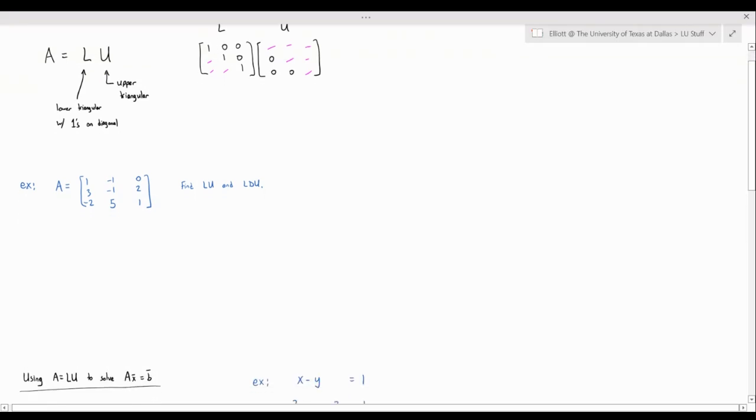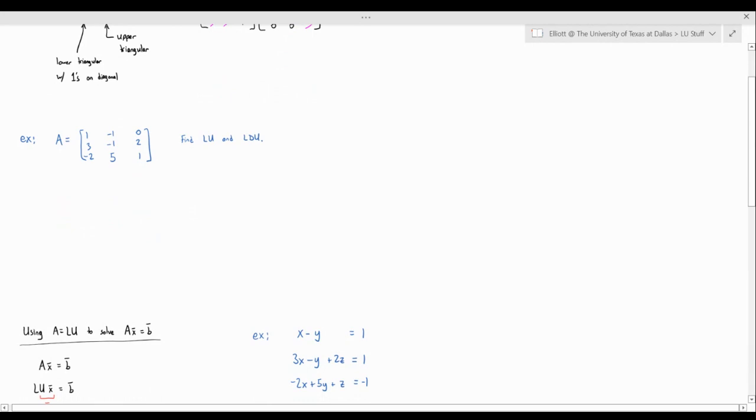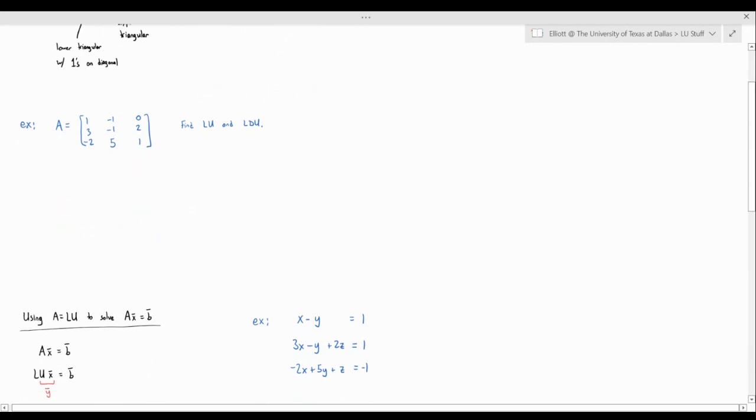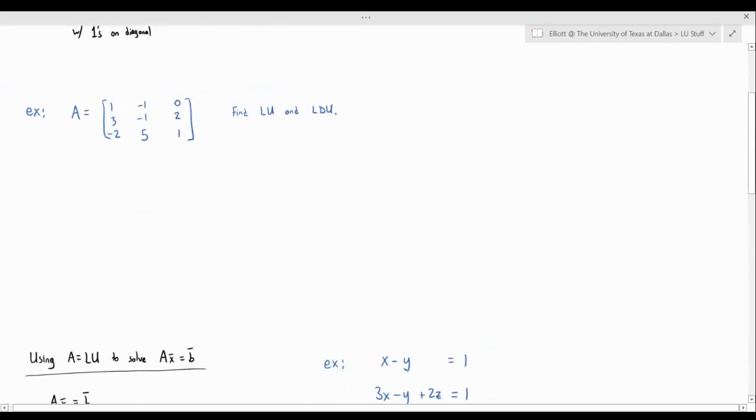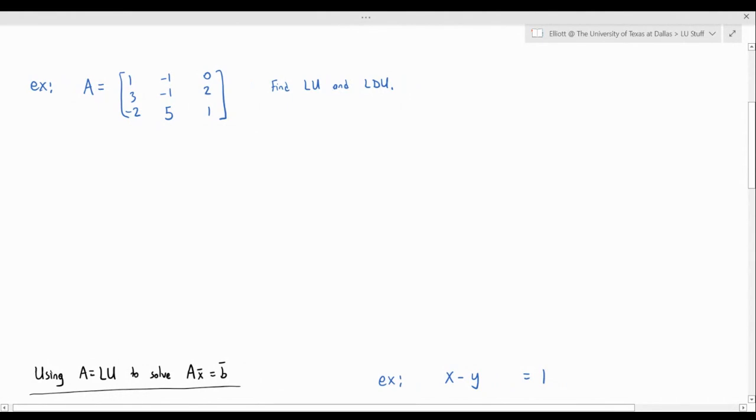And I thought I would illustrate how to get the LU factorization with this matrix A over here. And afterwards, I'll also talk about the LDU factorization as well. But to start with, we're just going to work on the LU factorization. So in order to get the LU factorization, you want to start by applying elimination and reducing your matrix A to an upper triangular matrix.